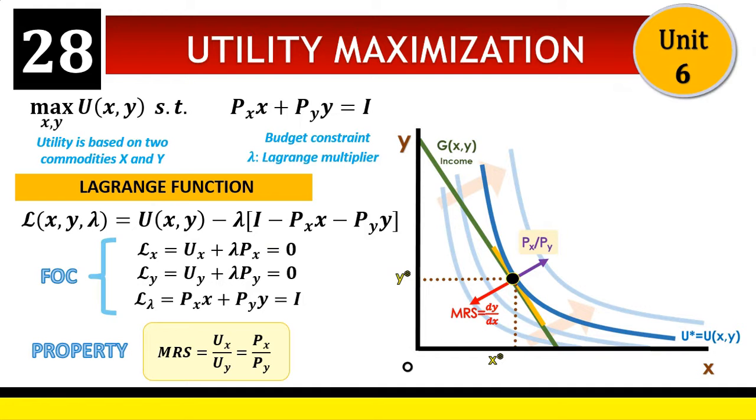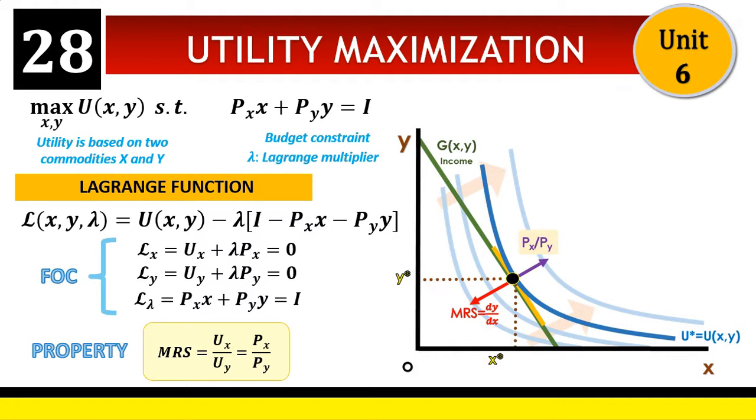Notice that this relationship comes from the optimal solution for a utility maximization, in which the marginal rate of substitution, which is the slope of the indifference curve, is the ratio between the marginal utility with respect to x divided by the marginal utility with respect to y. And that is equal to the ratio of the prices, which comes as a consequence of the slope of the budget constraint.